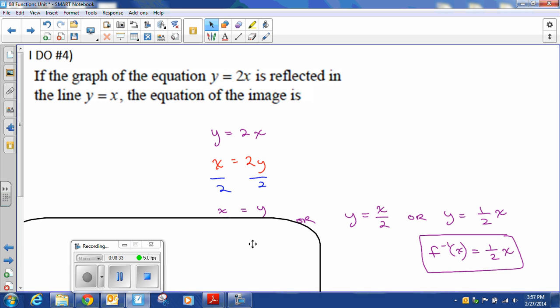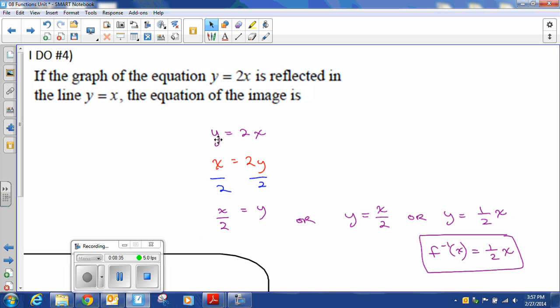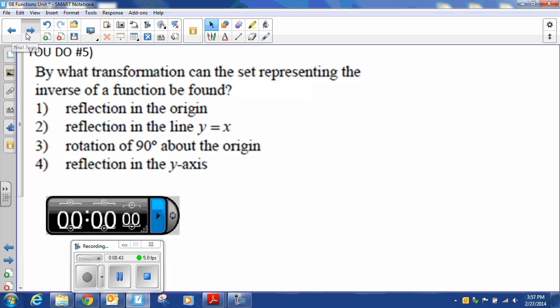Pretty simple, pretty straightforward. We just followed the 4-step process. We swap x's and y's, divide both sides by 2, and our final answer is 1/2 x. Number 5. By what transformation can the set representing the inverse of a function be found? It's a reflection in the line y equals x.